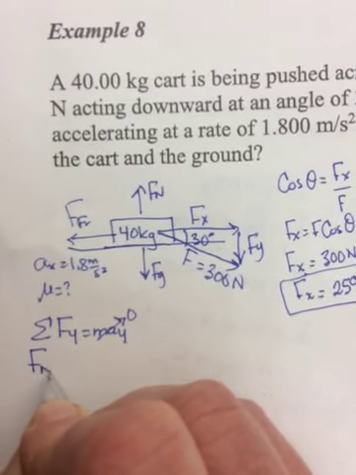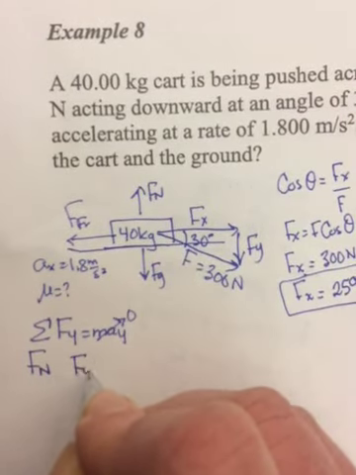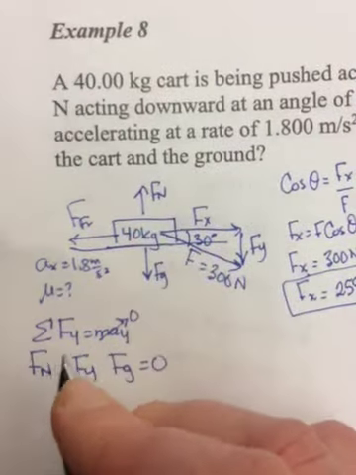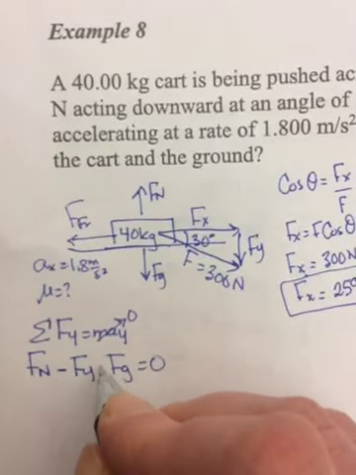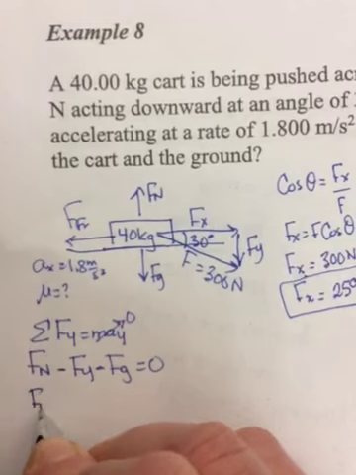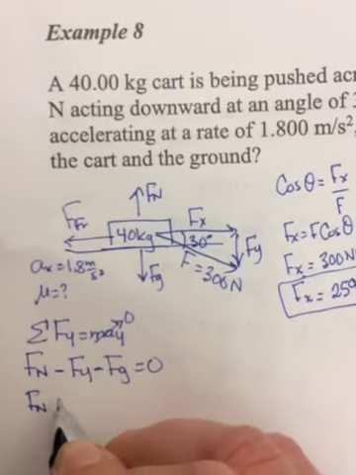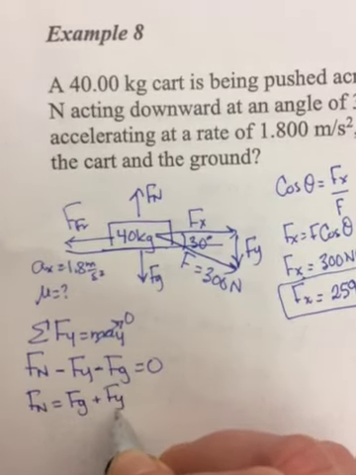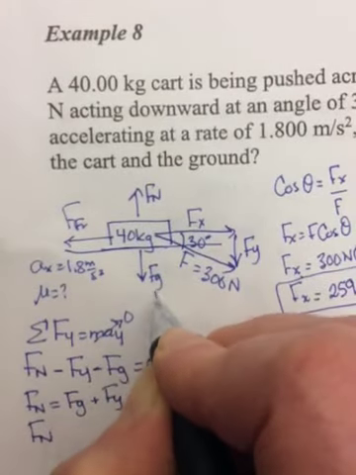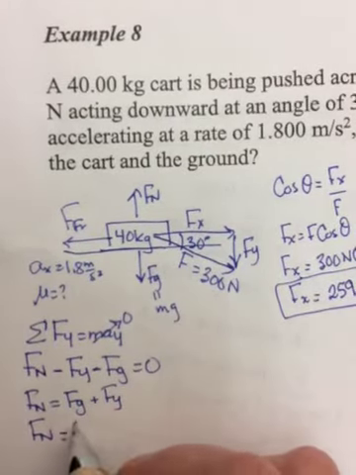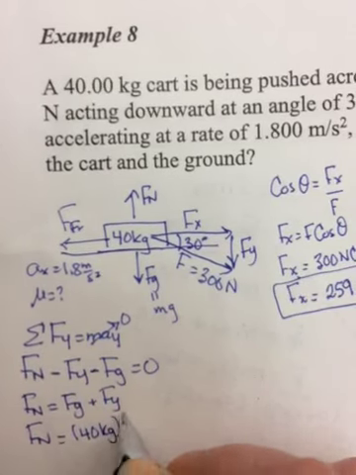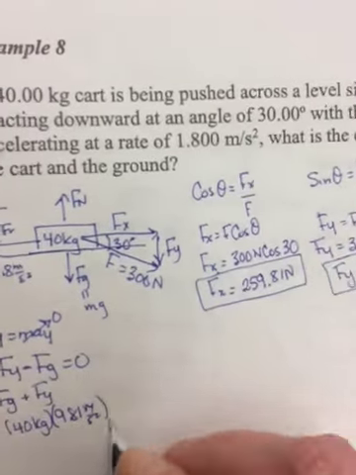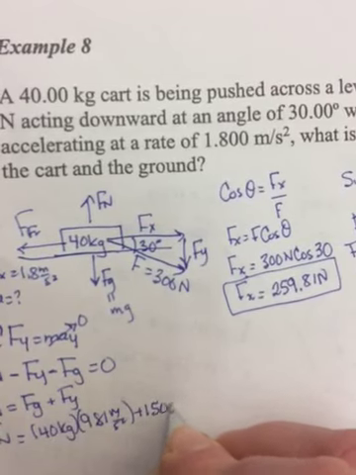When we do the forces in the y, there's an Fn, an Fy, and an Fg. Assuming that we call up positive, then Fn will be positive, Fy will be negative, and Fg will be negative. You're always trying to solve for Fn when you do this, so you take the other two terms over and they become positive. So Fg plus Fy. Fg, we know, is just mg. So it's 40 kilograms times 9.81 meters per second squared. And our Fy we found over here, it was 150 newtons.